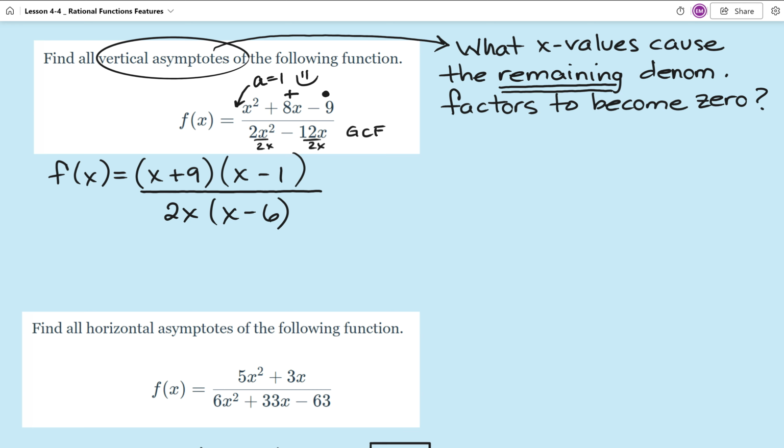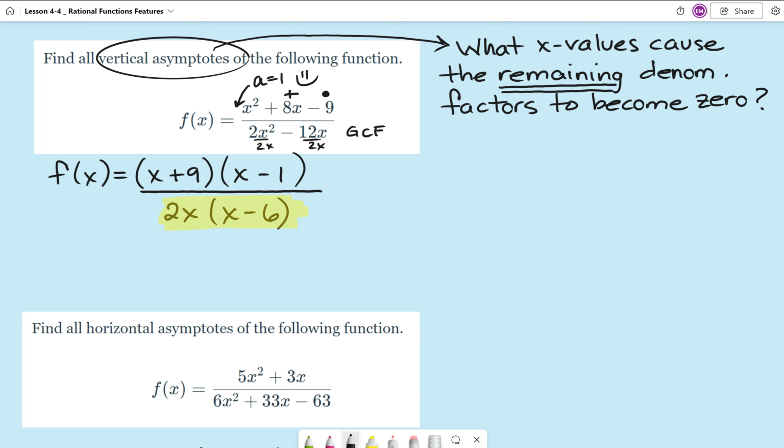What I need you to do is look at this rational and see if there is anything that can cancel. In this particular problem, nothing can be canceled. There were no like numerator and denominator factors. So to find the vertical asymptotes, I'm supposed to look at the remaining factors in this rational, and the remaining factors are these because nothing canceled, okay?